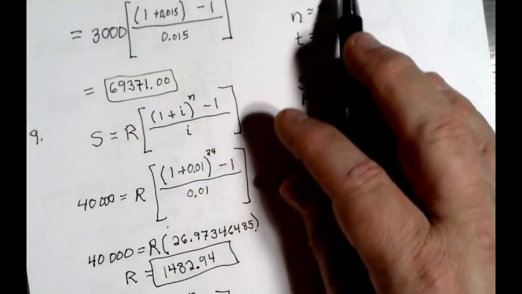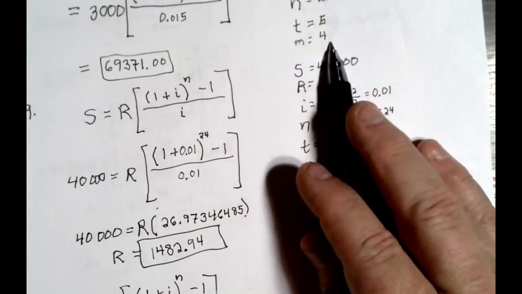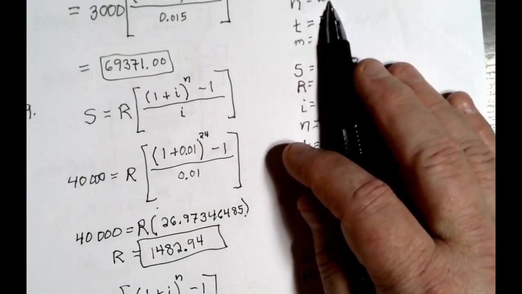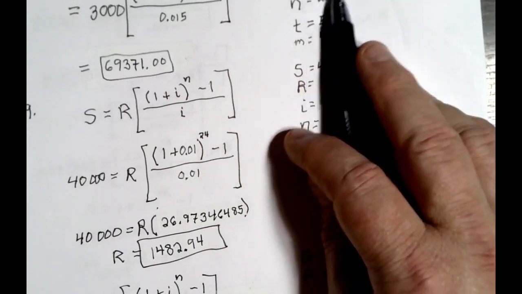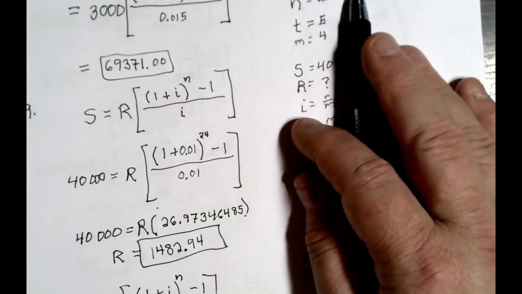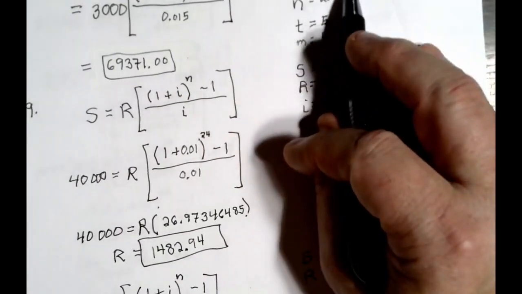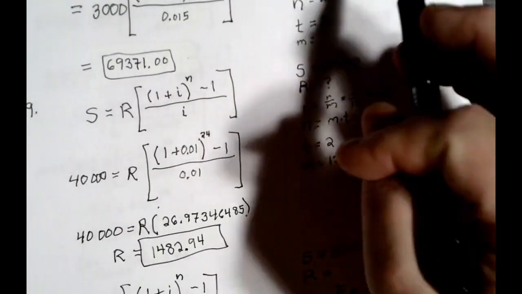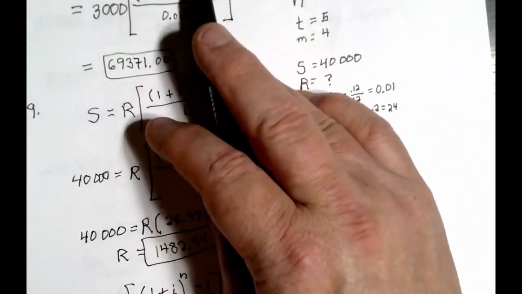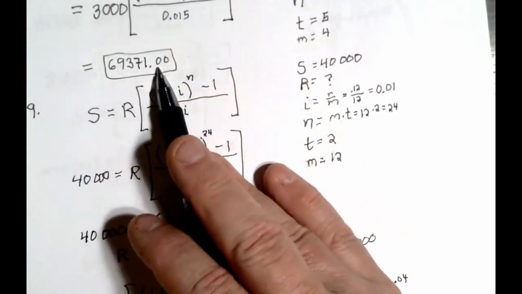8. Same idea. Payment of 300,000 is paid quarterly. So M is 4. T is 5 years, so M times T is 20, so that's your N. Interest rate is 6, so 0.06 over 4. Remember, I is simply R over M. Interest rate over M, which gives you 0.015. So now you plug in 0.015 in for here, and you plug in 20 there for N. Crunch everything down, you get your answer.